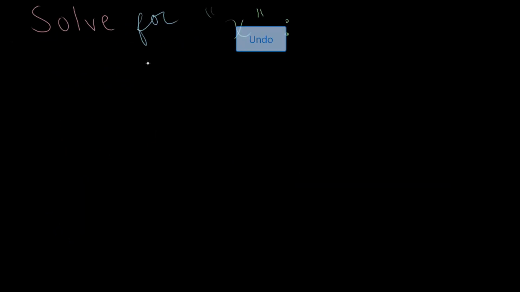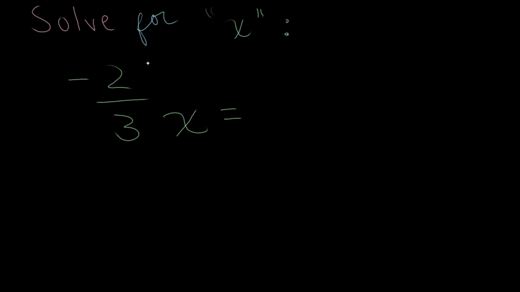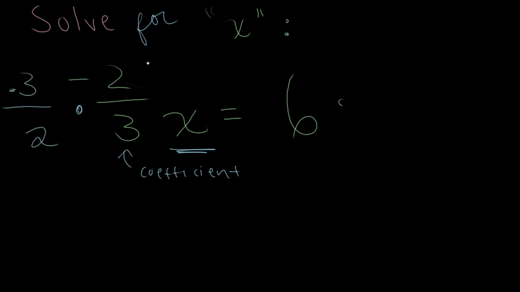Now let's look at another example. Here we have -2/3x equals 6. Once again, we have to isolate the x by using the inverse operation on the coefficient. Just like in the previous example, we do this by multiplying both sides by the reciprocal of -2/3. The reciprocal of -2/3 is -3/2.